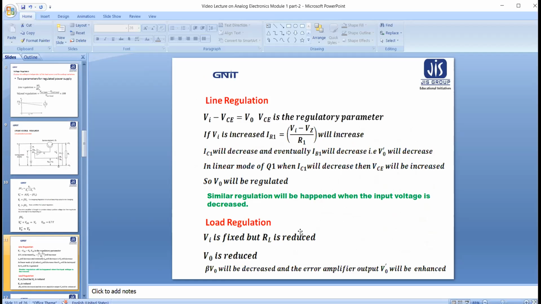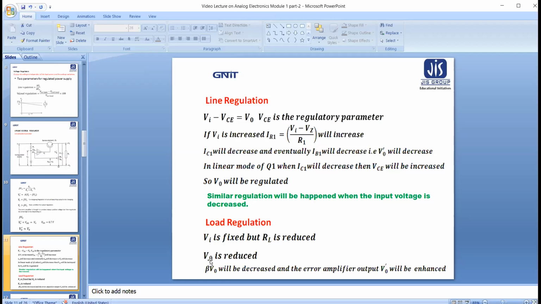Now, load regulation stands for the load resistance being changed while the input voltage is fixed. So VI is fixed, but RL is reduced. In the first case, I have considered the load resistance is reduced. Once the load resistance is reduced, the load current will automatically increase, and the V0 will be reduced. Always remember, when the load resistance is reduced, the load is increased, meaning the circuit will draw more current.